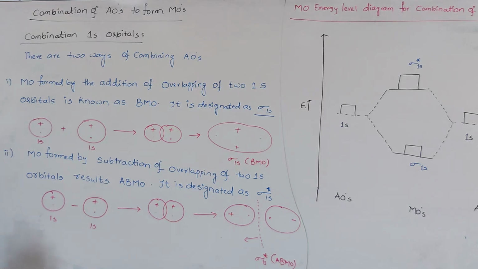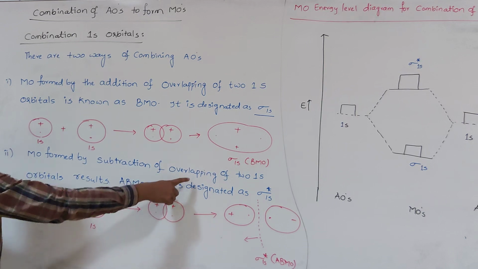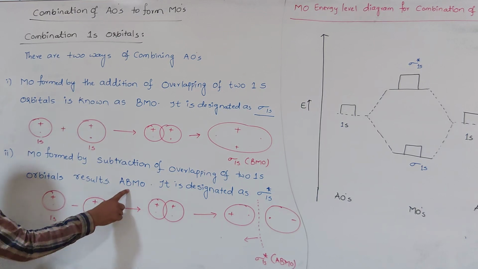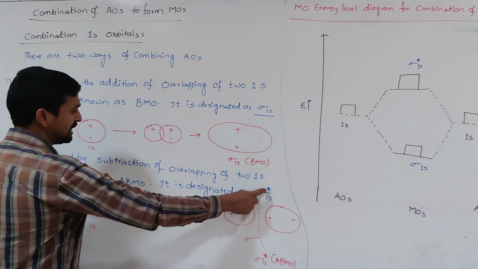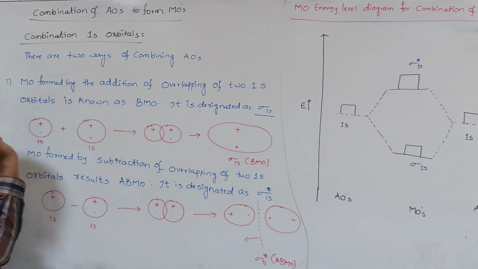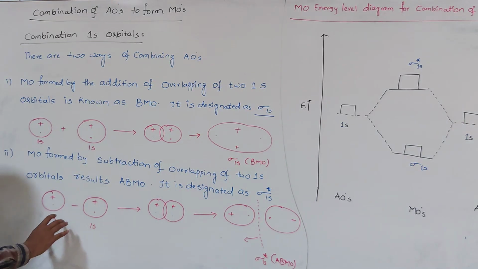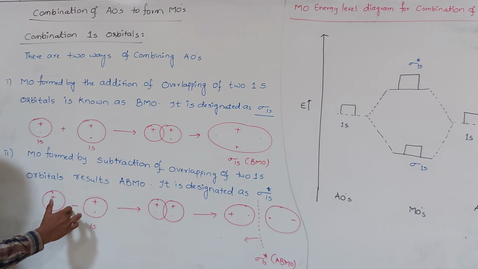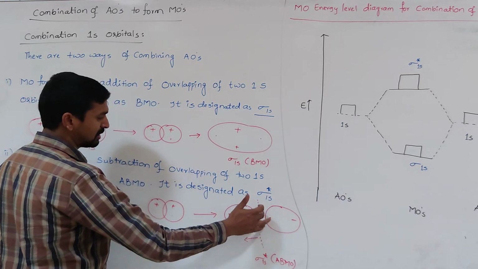The second one is the molecular orbital formed by subtraction of overlapping of two 1s orbitals, which results in the anti-bonding molecular orbital. That anti-bonding molecular orbital is generally designated as sigma star 1s. Wherever this star is there, that represents anti-bonding. Without the star represents the bonding molecular orbital. That we can show pictorially. So these two are the 1s orbitals. The subtraction takes place, so that results in the formation of the anti-bonding molecular orbital.